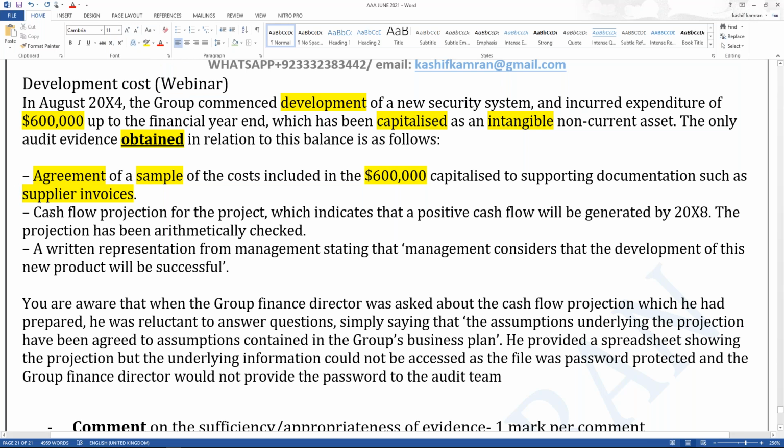The next is you took a cash flow projection, and in the cash flow projection for the project, which indicates that a positive cash flow will be generated by 20x8, the projection has been arithmetically checked. You only arithmetically reviewed the projection. That's next. And a written representation was taken from the management stating that the management consider the development cost to be successful. That is it. Tell me, looking at the three bullets here before I read the other question, is the evidence obtained inadequate?